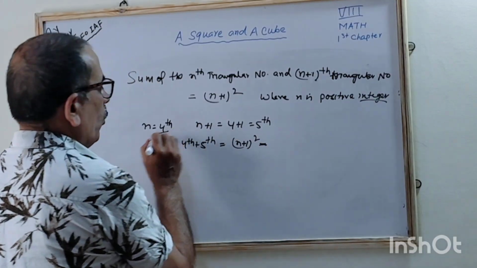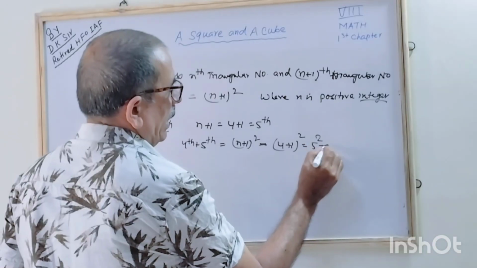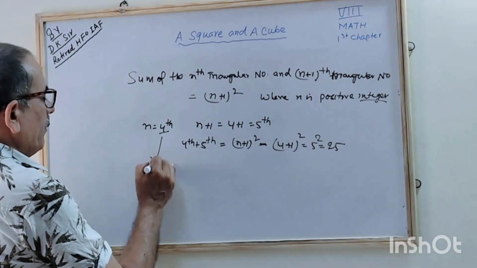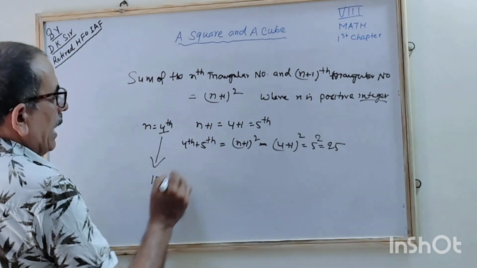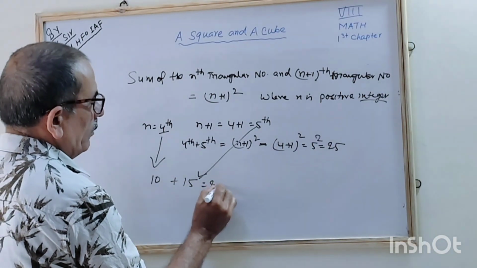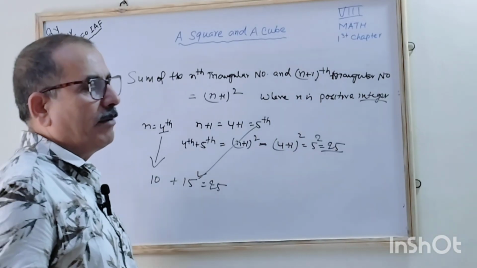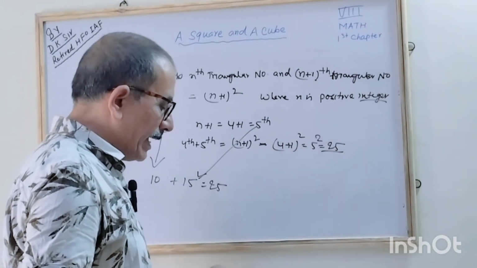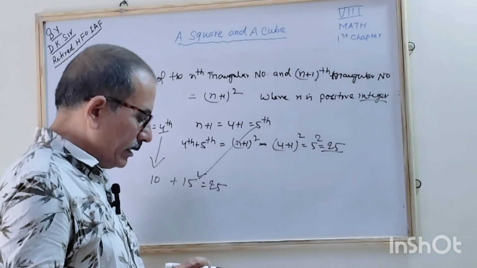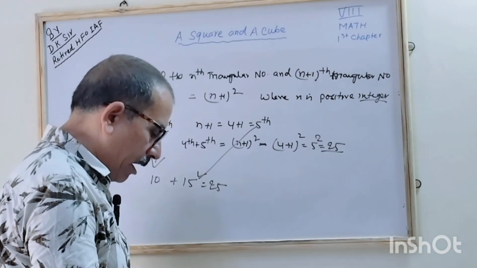What n have I taken? 4. So you will write 4 plus 1 whole square, which is 5 square, which is equal to 25. We will see how it is. We know the fourth term is 10, and we have seen the fifth term is 15. Add both, you get 25. So with this formula also you can find out if the sum of two consecutive triangular numbers is being asked. Correct? These are very small. Correct? You can find it out. Correct? Now we will see the next, the sum of the properties.